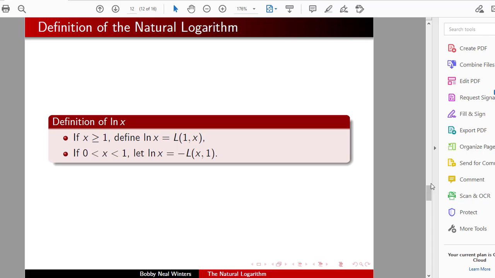All right, having done our preparatory work, we can now define the natural logarithm. Let's first consider x greater than 1. Then we're going to define the natural log of x to be L of the interval from 1 to x. And then if we have x between 0 and 1, we're going to let the natural log of x be the negative of L from x to 1.